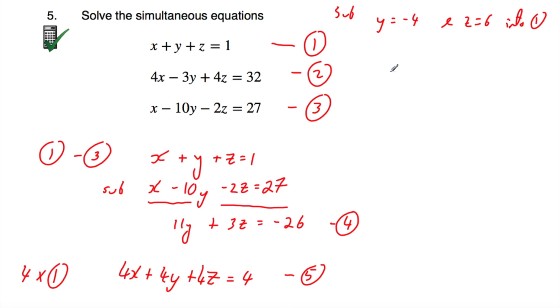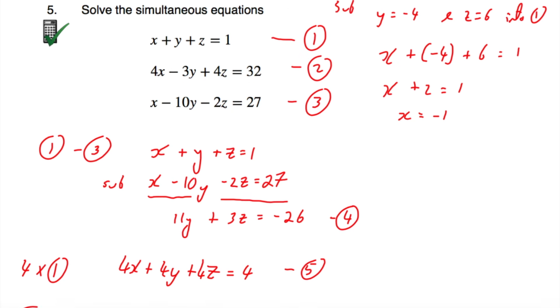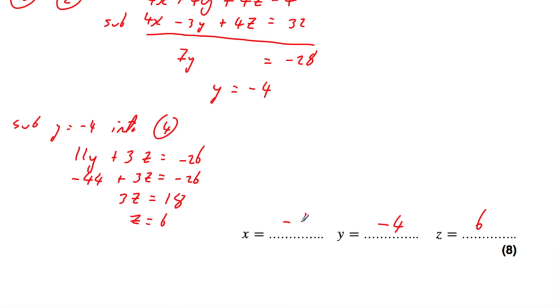So x, that's what we're trying to find, plus y, which is negative 4, plus z, which is 6, equals 1. If we work this out, we've got x plus negative 4, that means just minus 4, plus 6. Negative 4 plus 6 is 2, so plus 2 equals 1. Then if we take 2 away from both sides, we get that x is equal to negative 1. That's fantastic. So let's write that in as well, x is equal to negative 1.